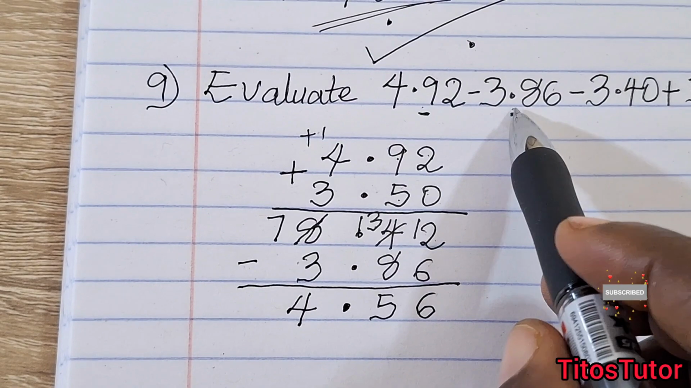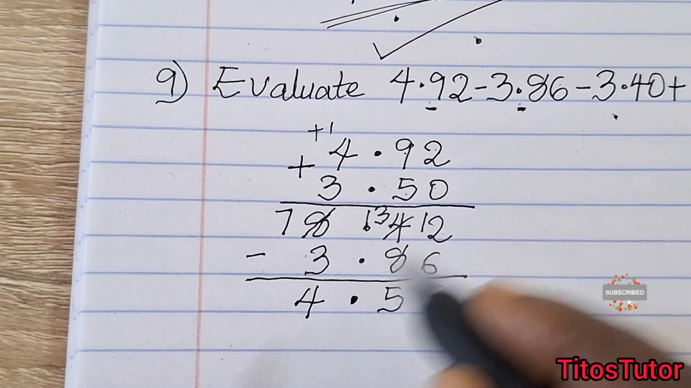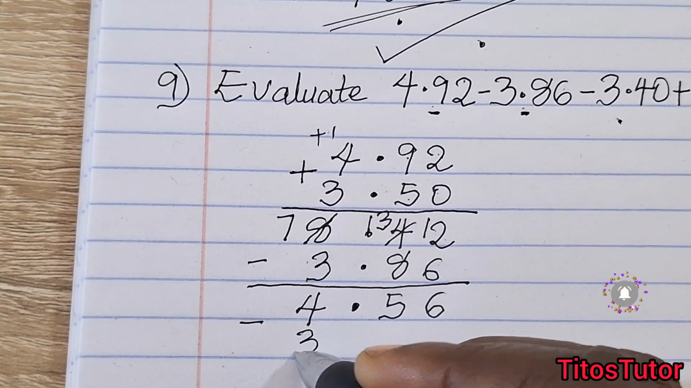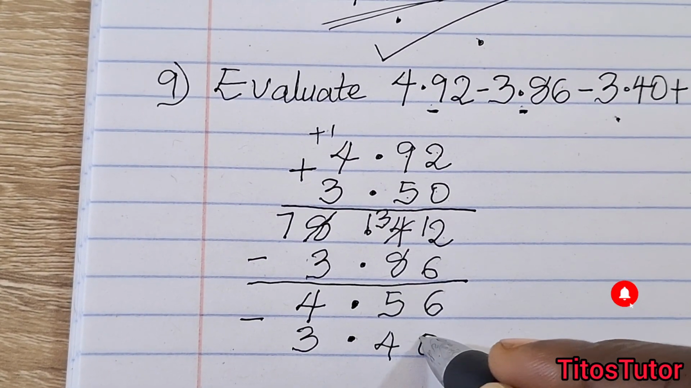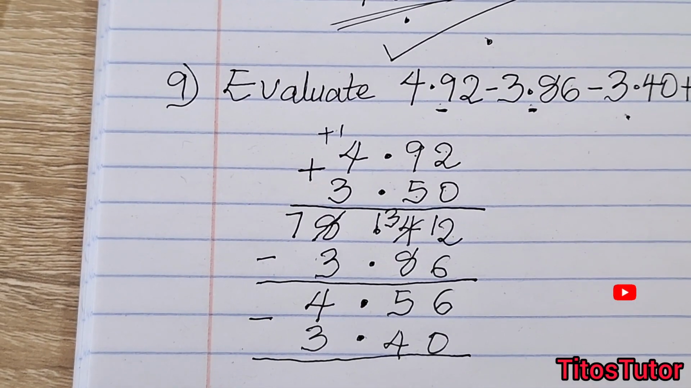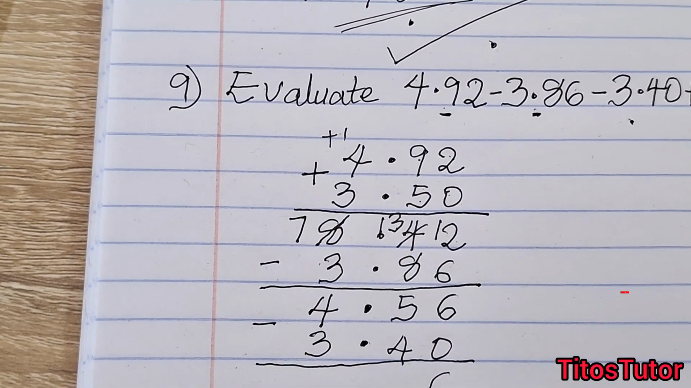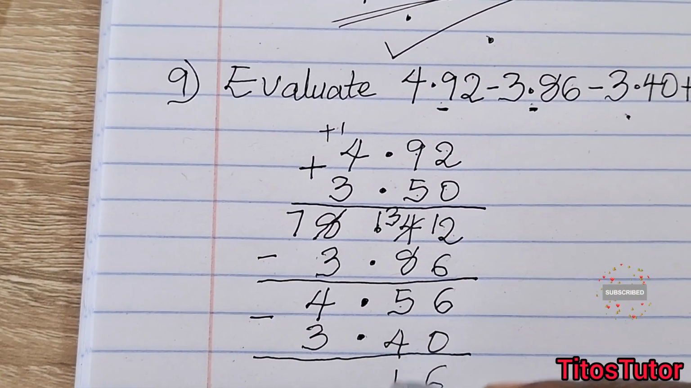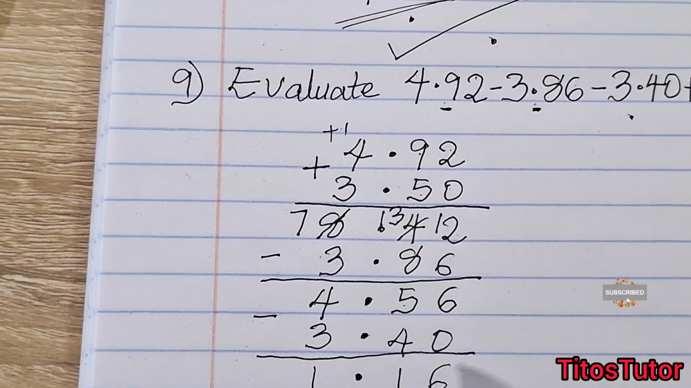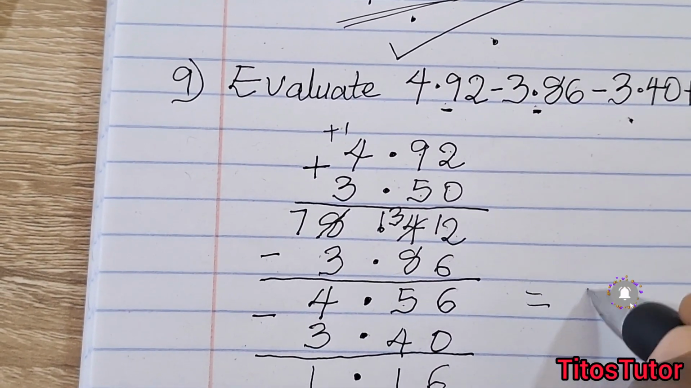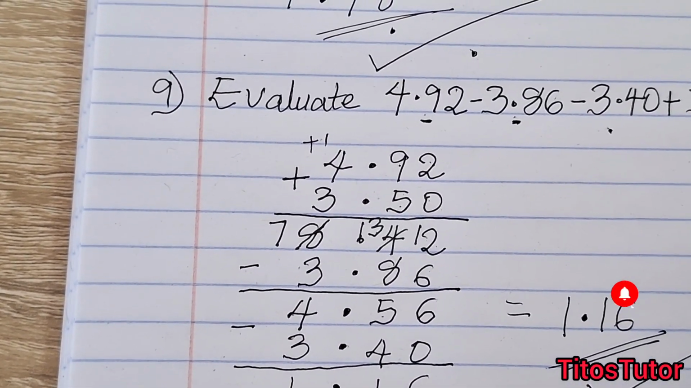I'm done subtracting this. I'm left with the last one, which is 3.40, and is a subtraction as well. So I'll subtract 3.40, my decimal points aligned. That's the last decimal I'm subtracting. So it's 6 minus 0 is 6. 5 minus 4 is 1. My decimal point aligns. 4 minus 3 is 1. Final answer equals 1.16. Final answer. And I'm done.